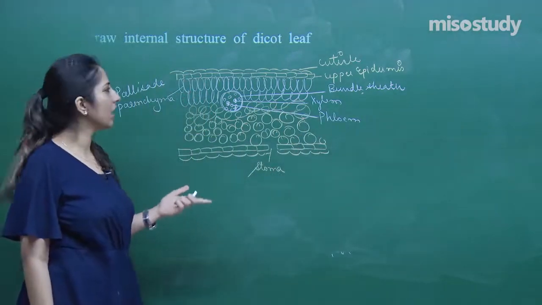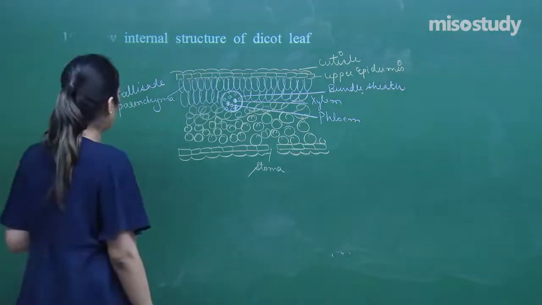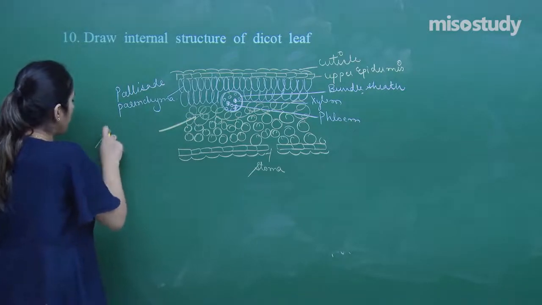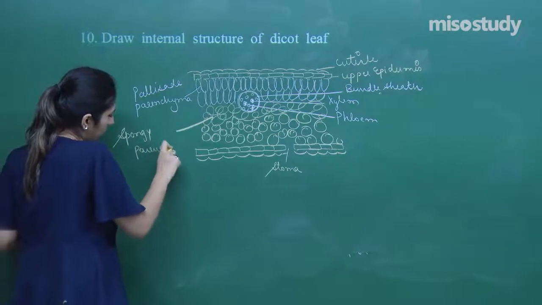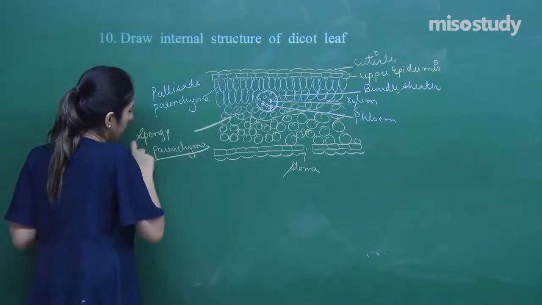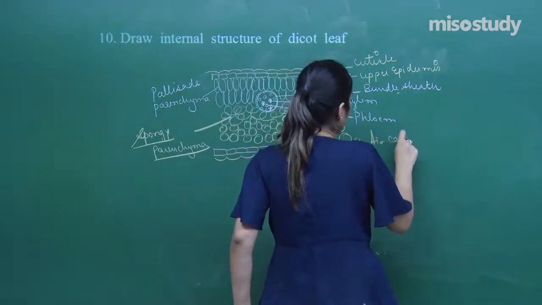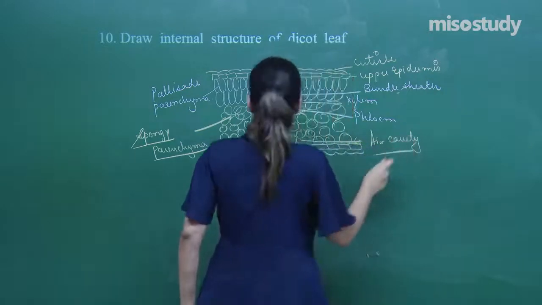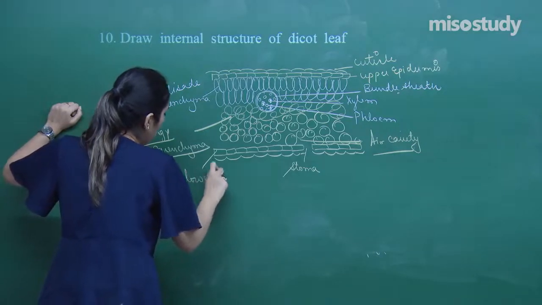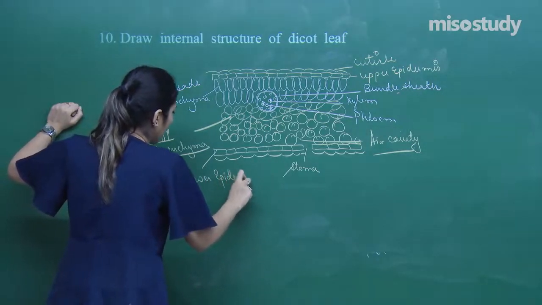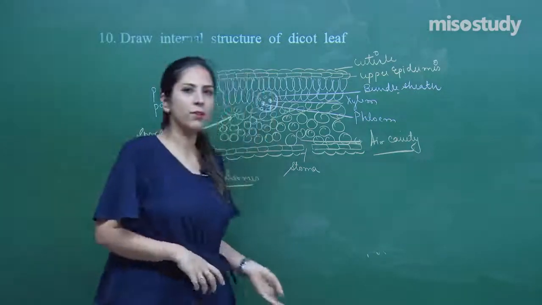You have to make the diagram. I have made a neat and clean diagram in the sessions. You have to make the same diagram over here as well. They are called spongy parenchyma. This is called the air cavity. Two epidermis layers are present, the upper epidermis and this one, the lower epidermis. So this is the structure of a dicot leaf.